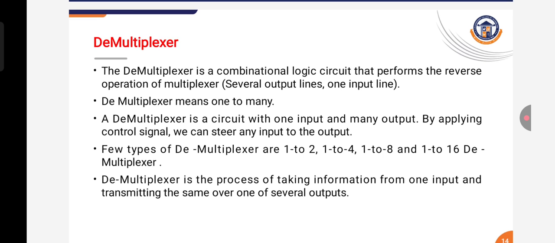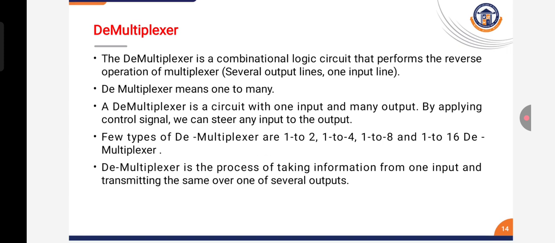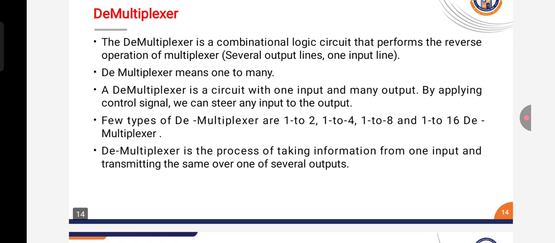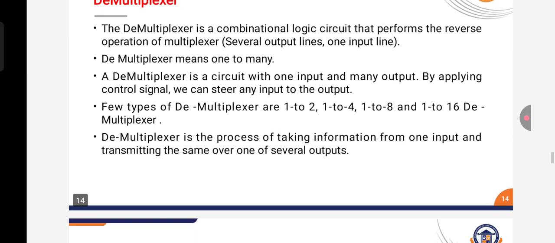So, next, the demultiplexer. It is the reverse process of the multiplexer. A demultiplexer is a combinational logic circuit that has a single input, n selection lines, and several output lines. So, it means one to many. It has one data input, n selection lines, and 2 power n output lines.